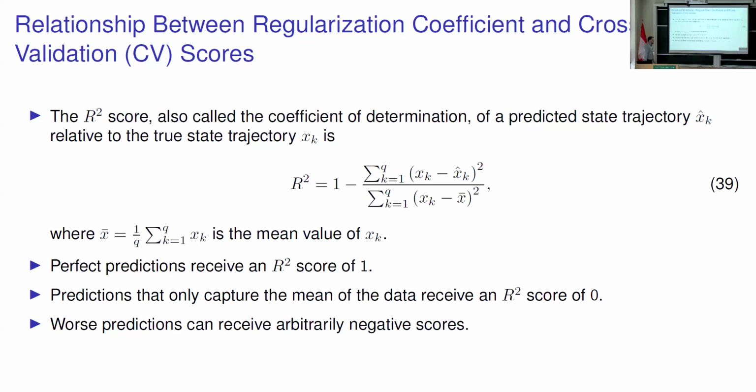Okay, so now let's talk about scoring, in particular scoring predictions. So we're going to use the R-squared score, also called the coefficient of determination. It's defined here as equation 39, where this is the mean. Basically what we want, once we've learned a model, is an R-squared score of 1. That basically means perfect predictions. If you get predictions that capture the mean of the data but don't capture the nuances, you're going to get an R-squared score of 0. And if you have terrible predictions, R-squared can be arbitrarily negative. Okay? So let's see how our methods compare in terms of an R-squared score.